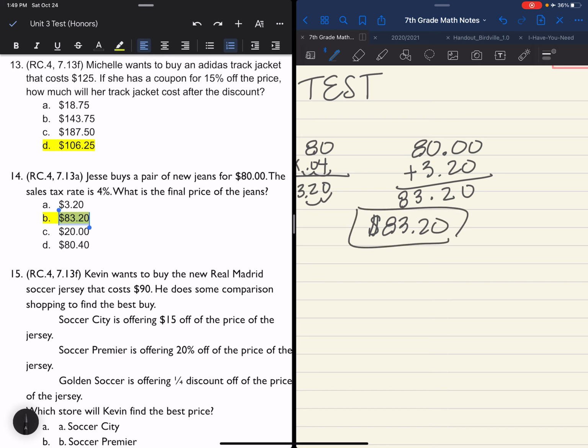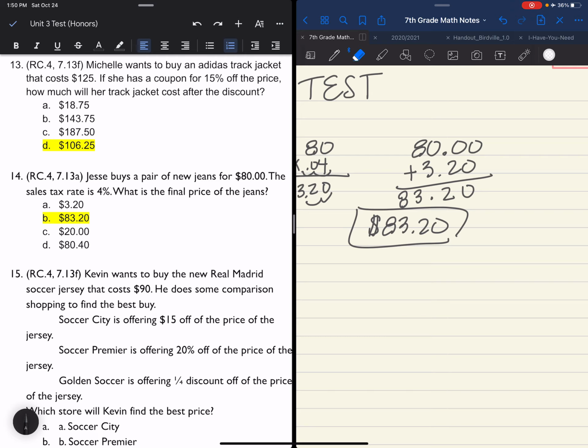Oh, yep, that's right. So again, looking at my answer choices, y'all, logically speaking, A and C could not have been my answer. I mean, do we see that? The $3.20 is my tax. It is not the final price of the jeans. The $20, I honestly don't even know where that came from. Maybe 80 divided by 4 is 20? It is. It is 20. But that's not what we're doing. So $20 also cannot be the final price of my jeans.